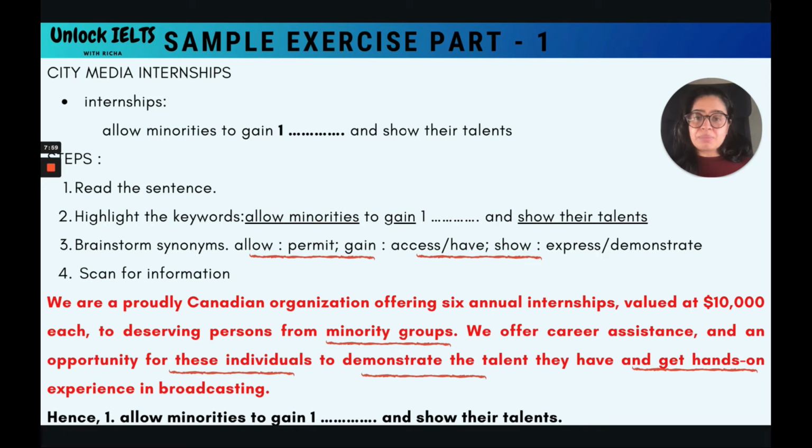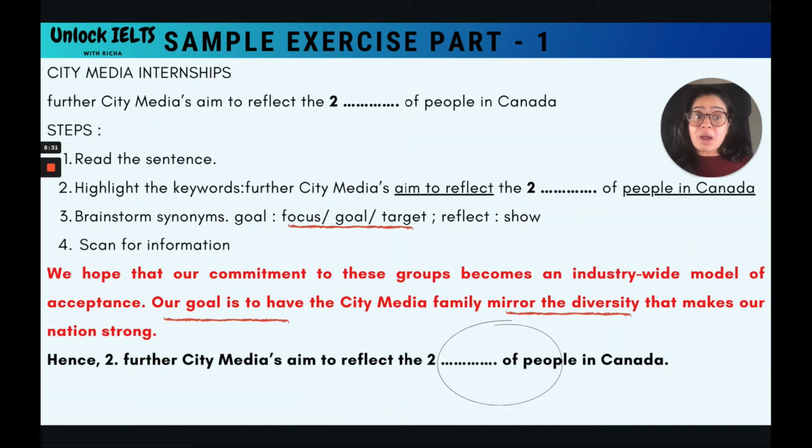As we need to fill the blank with only one word, clearly the word experience is the right answer for this blank. Now comes our second sentence. The strategy says we need to read the sentence. Further, city media aim to reflect the blank of people in Canada. We need to highlight the keywords: aim to reflect, people in Canada.